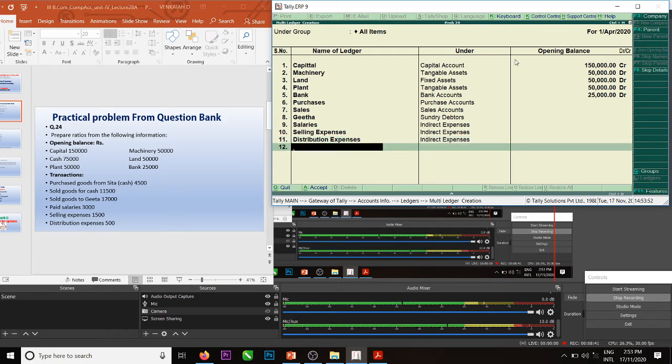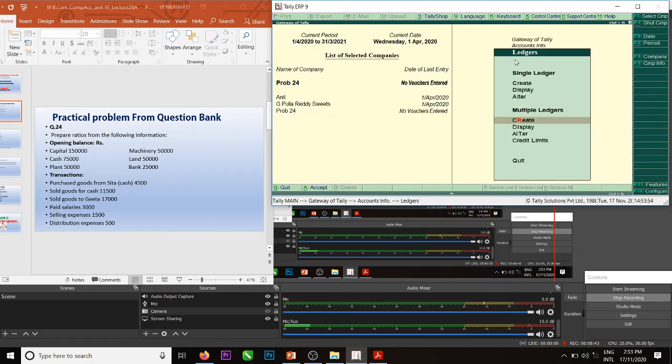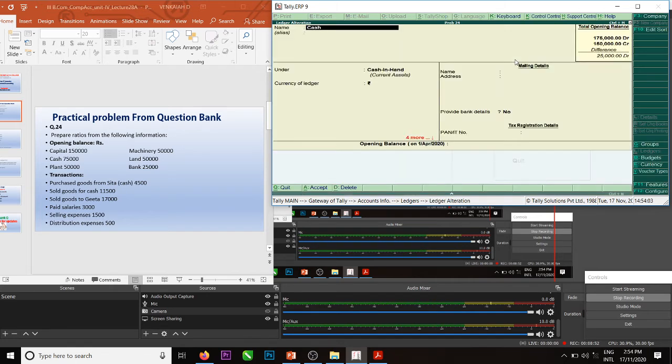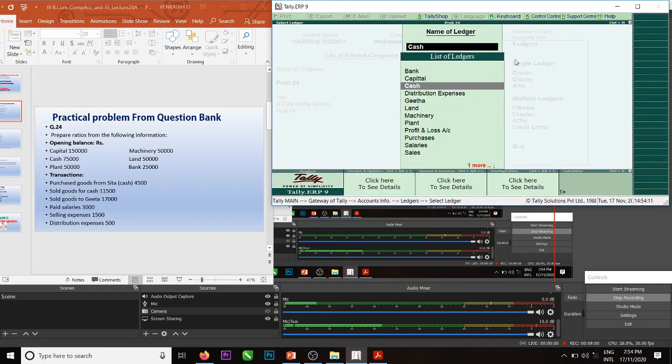Control A per se. Then go to single alter, select the cash, amount opening balance is 75,000. So ledger creation is over.